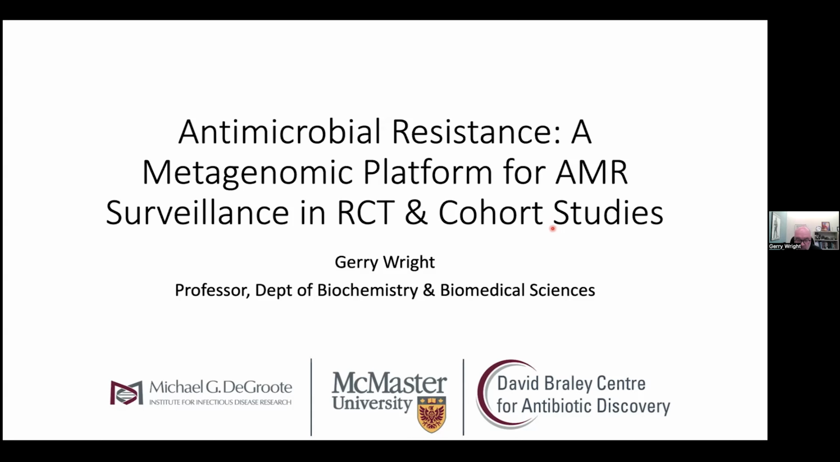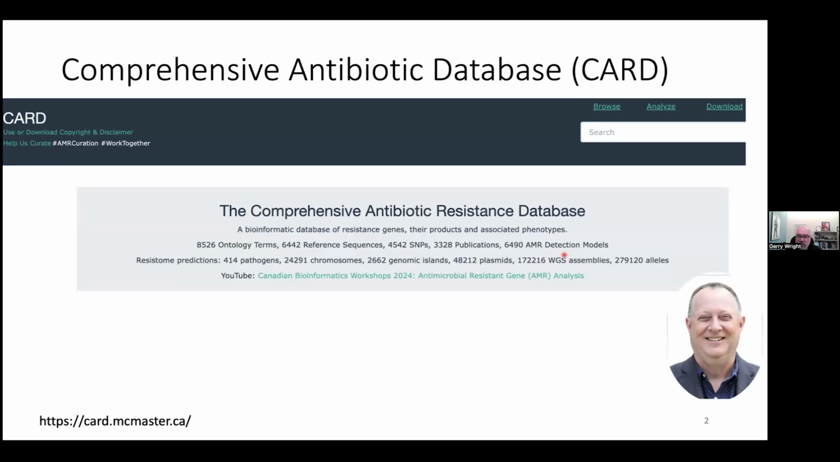Okay, so many of you are well aware of this. This is the Comprehensive Antibiotic Resistance Database, front page. If you don't know it, you should. It's a real gem put together by Andrew and his team here at the IIDR. What I want you to narrow in on is that there's a lot of molecular data in the database. There's well over 6,000 reference sequences of antibiotic resistance genes, and close to 5,000 SNPs associated with resistance. So we have a really good curated understanding of the molecular basis of resistance.